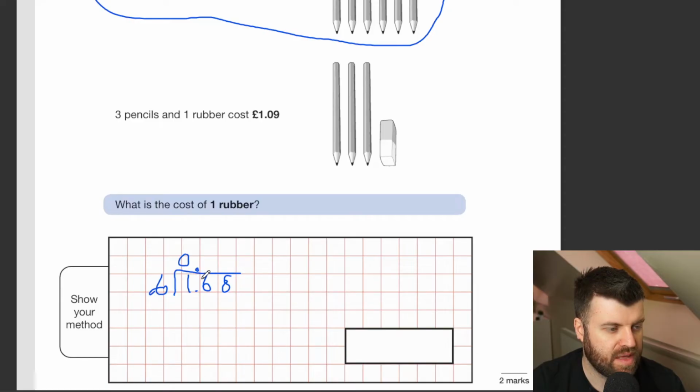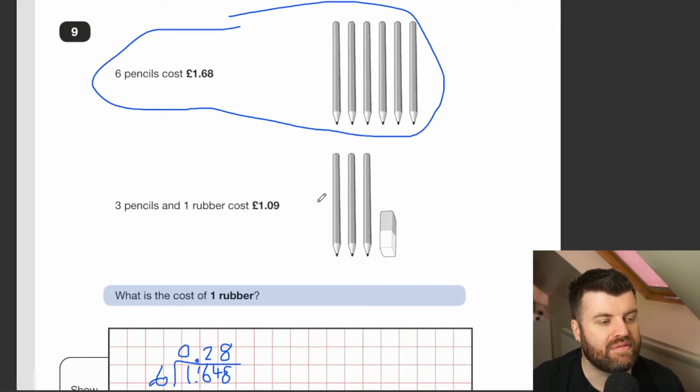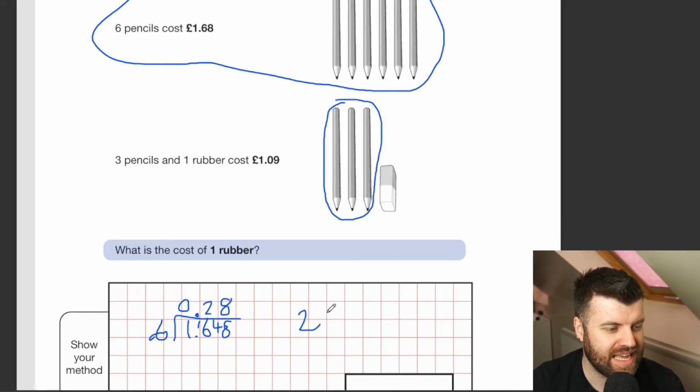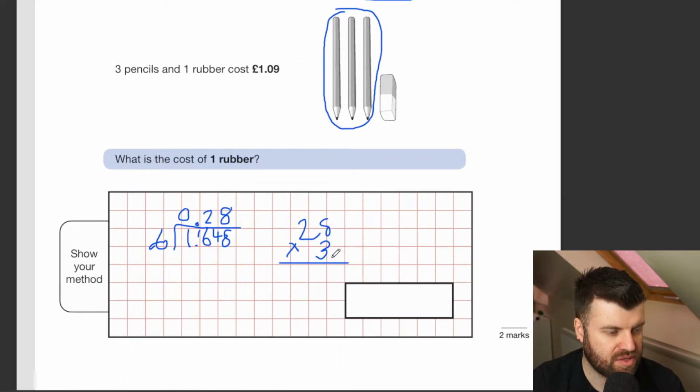Put the decimal up. And the 1 gets exchanged. 6s into 16, there are 2, 6 twos are 12, and we have 4 left over. 6s into 48, that's going to be 8. So we have 28p per pencil. Now we have the information, we can do 28 multiplied by 3, because that will give us how much these 3 pencils cost. 8 3s are 24. 3 times 2 is 6, add that on, it's 84.